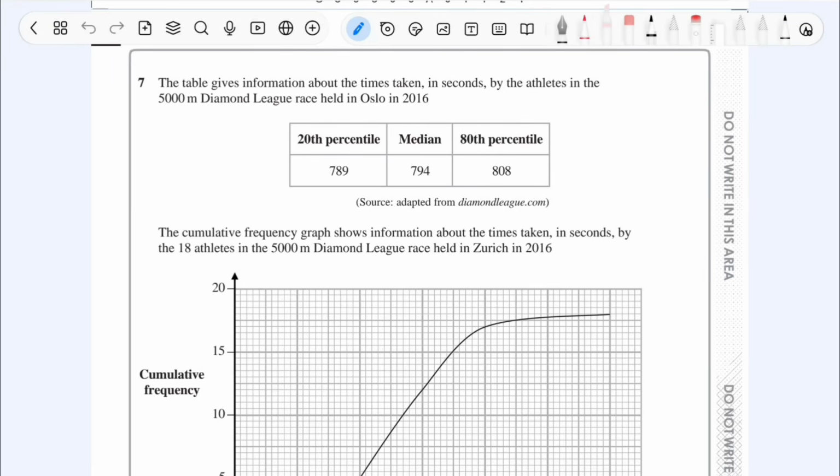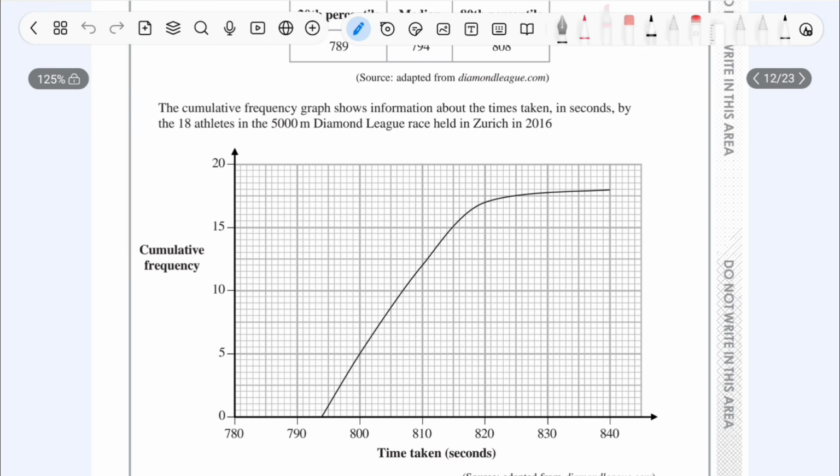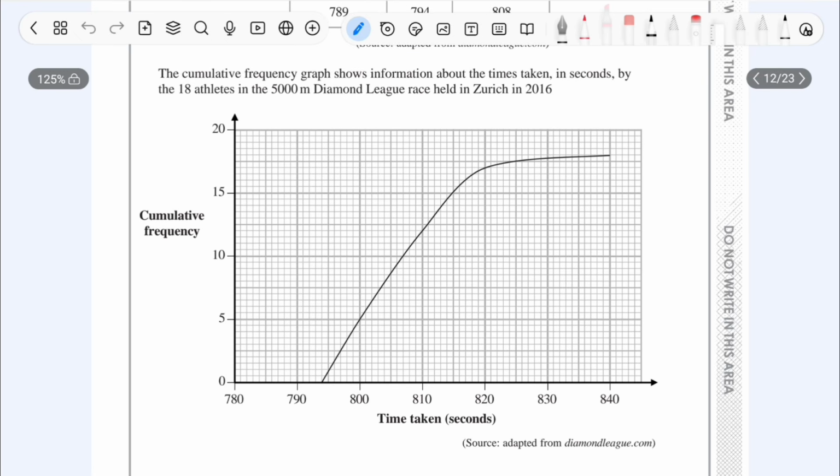For question 7, the table gives information about the times taken in seconds by the athletes in the 5,000 meter Diamond League race held in Oslo in 2016. And we're given the table with our 20th percentile, our median, and our 80th percentile. The cumulative frequency graph shows information about times taken in seconds by the 18 athletes in the 5,000 meter Diamond League race held in Zurich in 2016 as well. And then there we go, we've got our cumulative frequency diagram.